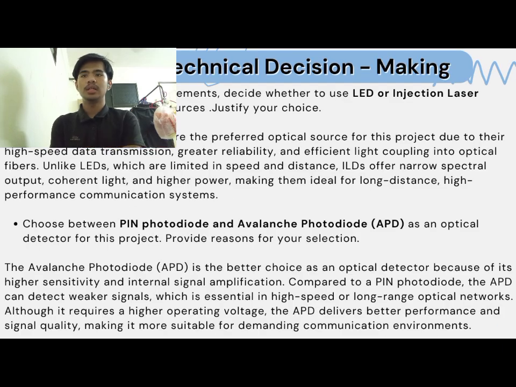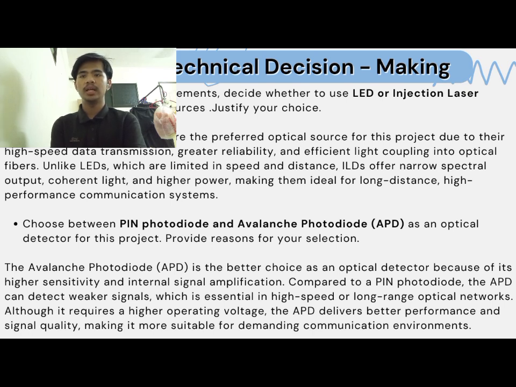Now let's take a look at the second question, which is technical decision making. Based on the client's requirements, decide whether to use LED or injection laser diodes (ILDs) as optical sources. Justify your choice. Injection laser diodes (ILDs) are the preferred optical source for this project due to their high-speed data transmission, greater reliability, and efficient light coupling into optical fibers. Unlike LEDs, which are limited in speed and distance, ILDs offer narrow spectral output, coherent light and higher power, making them ideal for long distance, high performance communication systems.